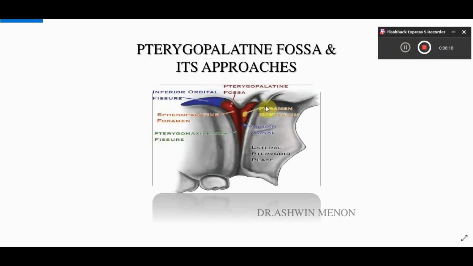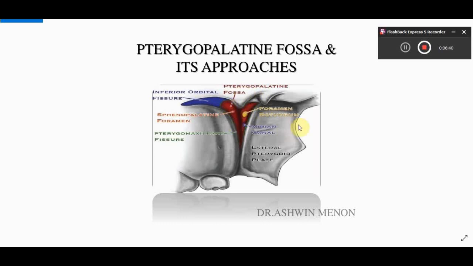Now let's take a look at this. So you can see this is the maxilla, which is forming the anterior boundary. This is the root of the pterygoid process forming the posterior boundary, right? And you can see part of the superior boundary as well. You can see the pterygo-palatine fossa.